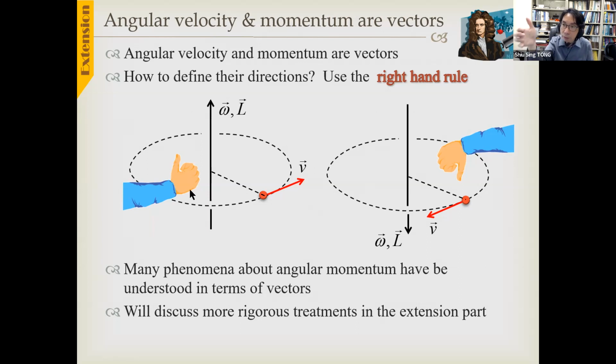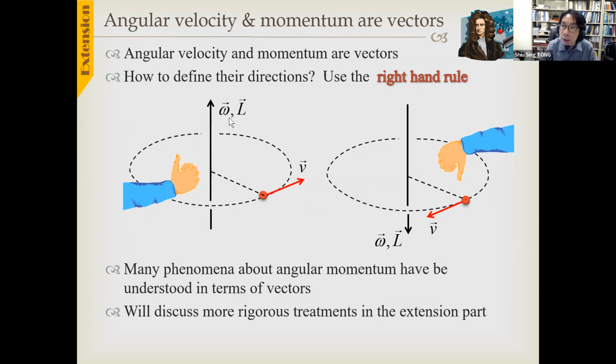If you raise your right hand and your forefinger is curving along the direction of motion of the particle, then the direction of your thumb defines the direction of the angular velocity and the angular momentum. If a body is rotating like this, you curl your forefinger in this direction, your thumb will be pointing upwards, and that is the direction of omega and L. I write omega and L with a vector sign, meaning that they have a direction.